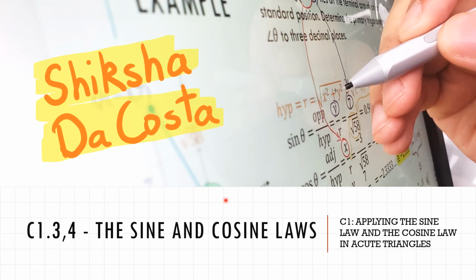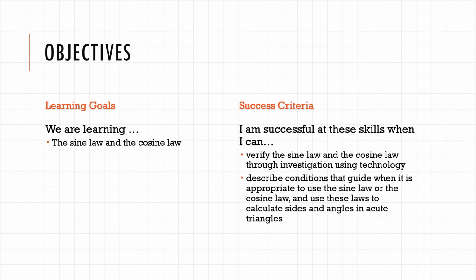Today we're going to learn about the sine and cosine laws. We're going to verify that they are true using an investigation that involves technology. And we're going to also figure out when is the best time to use the sine law and when's the best time to use the cosine law to calculate the sides or the angles of triangles, not even right triangles, but any acute triangle.